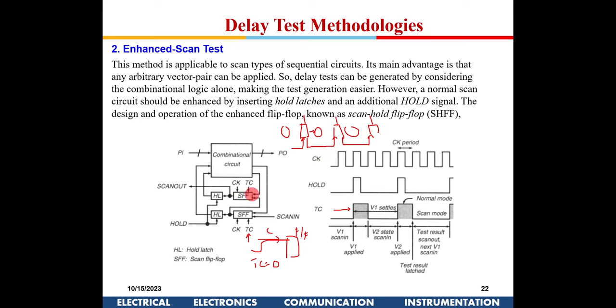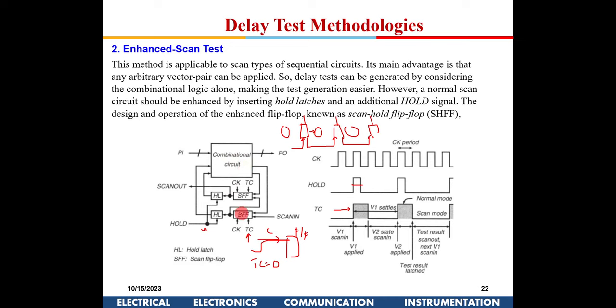Now it is available. Once it is available, I have to activate the combinational circuit. There is something known as a hold latch. Now the hold signal will go high. Once all this data gets into the scan flip-flops, I give a hold signal high. The moment the hold signal comes in, the V1 test vector is applied to the combinational circuit, and again you wait for some time for V1 to get settled. This will compute V1. Once V1 gets settled, at that time the hold signal, a small pulse, captures the data here. This is computing V1.